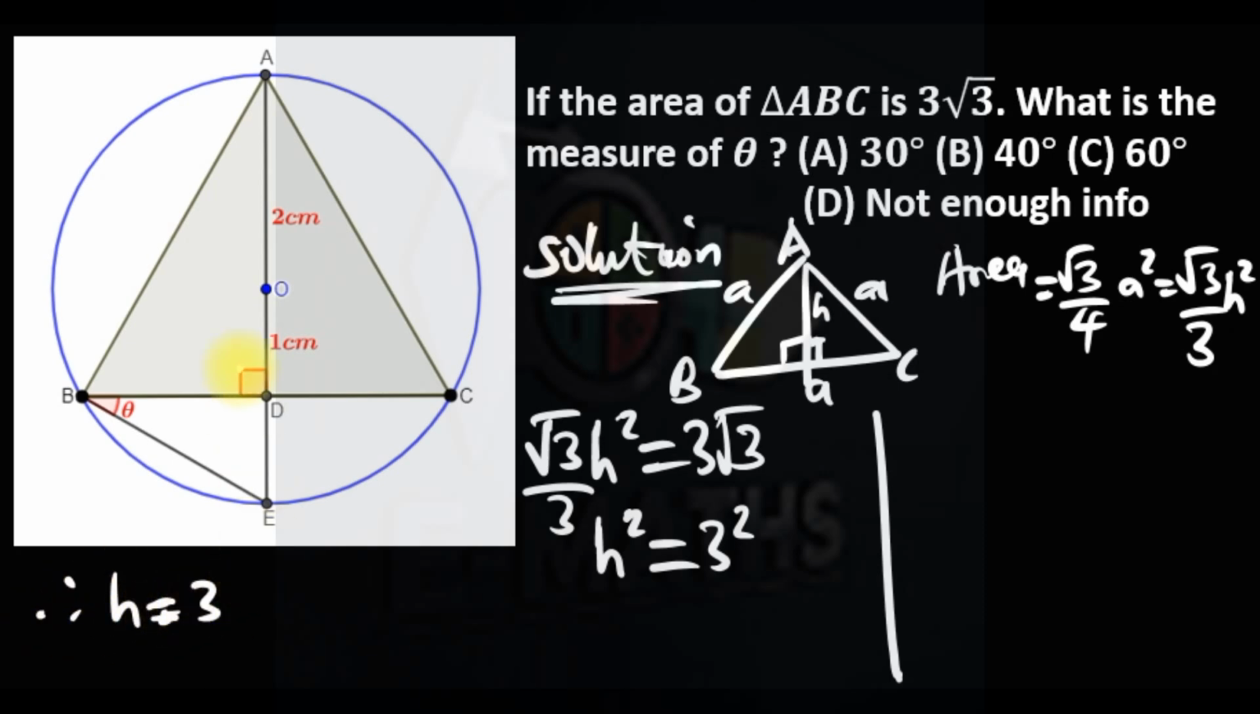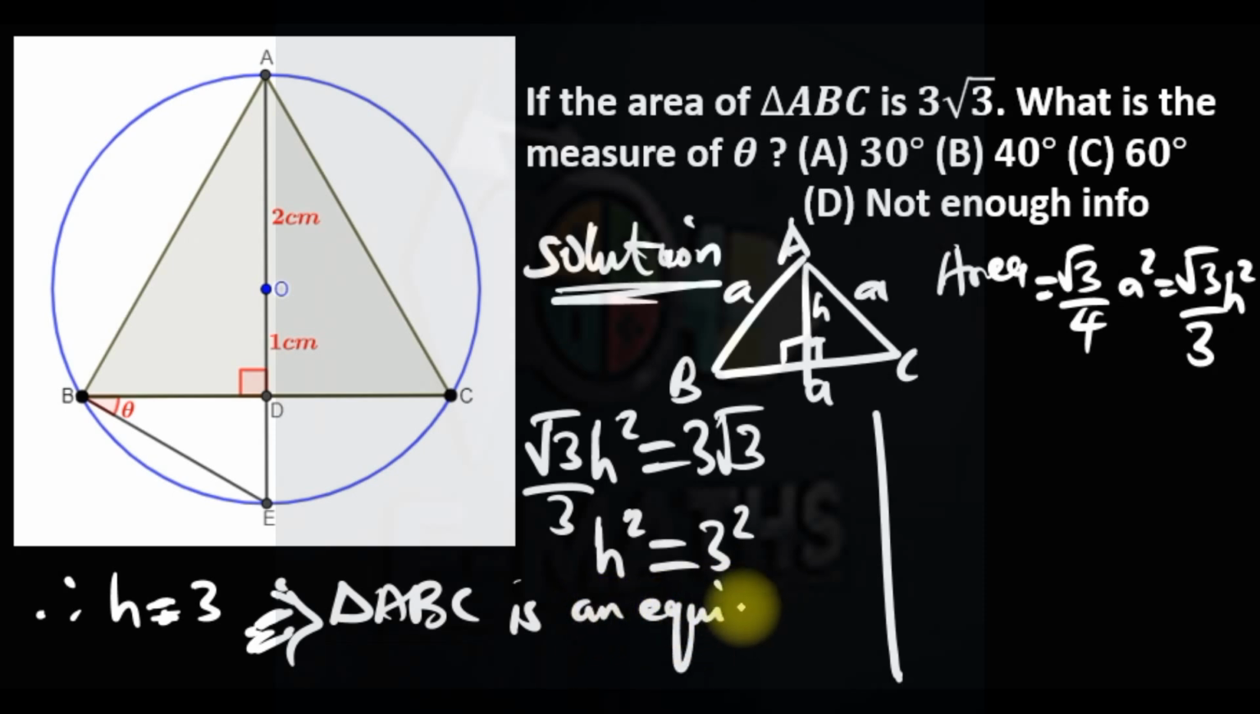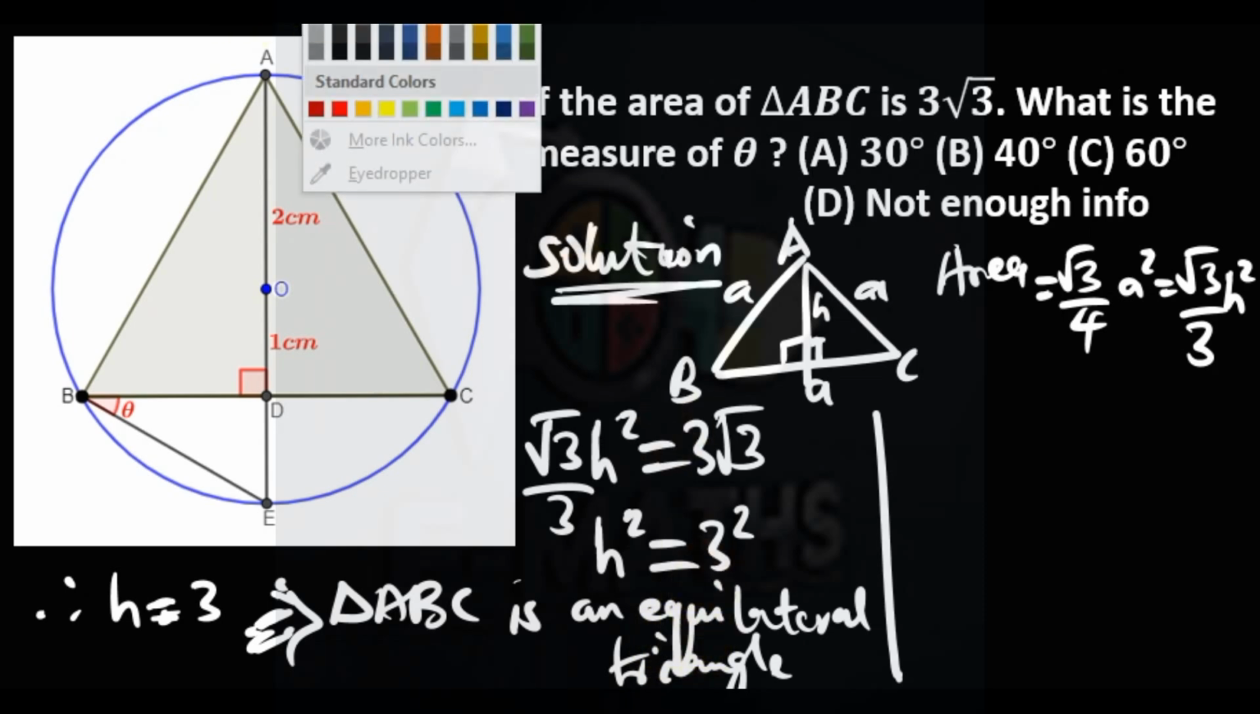Do you see the height now corresponds to what we have? They gave us the height as 3, and we've calculated from the area that the height is 3. Therefore, triangle ABC is an equilateral triangle. So what do we do now? We know the property of an equilateral triangle, that all the sides and angles are congruent.